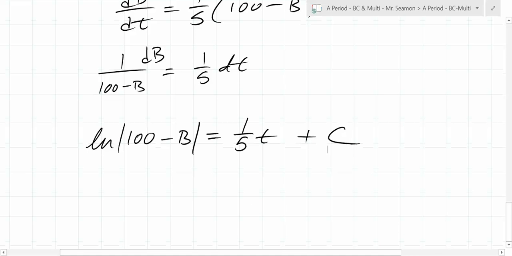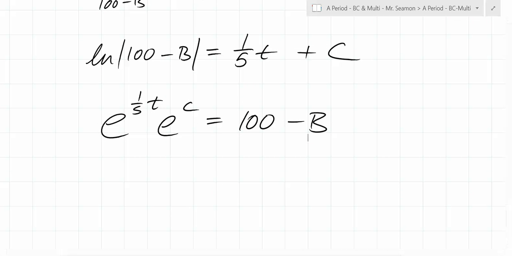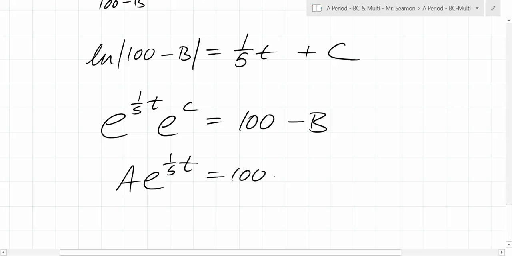Plus c. So what do we now know? e to the 1/5 t, e to the c is equal to what? And do you see what I did there? I just turned that into... So we've done this a bunch, right? So what do we have here? Usually you write it as what? A times e to the 1/5 t is equal to 100 minus b.